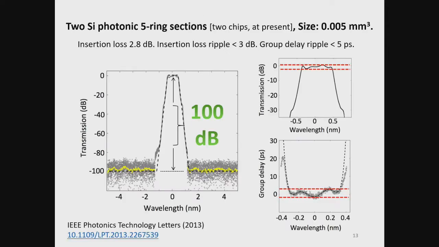With silicon, our work showed basically that you can get very high contrast. This is an actual measurement of a 100 dB on-off contrast. These are two 5-ring sections. It's still challenging to get this kind of a measurement on a single chip. 100 dB is 10 to the minus 10, so any amount of stray light going through from input to output port, even the two ports looking at each other through the substrate, certainly makes 100 dB quite hard to achieve. But you can sort of get around some of the problems by using two chips.